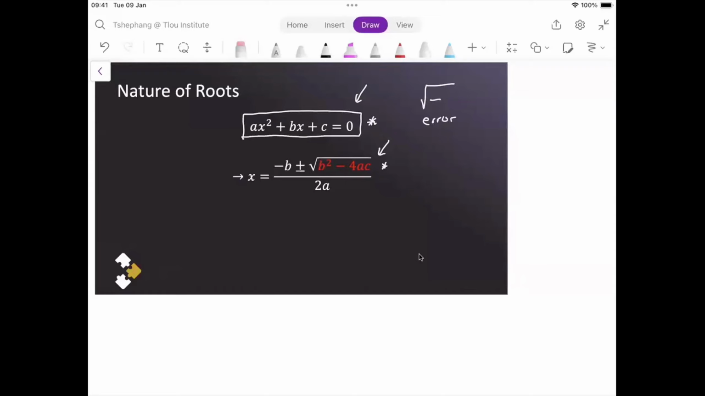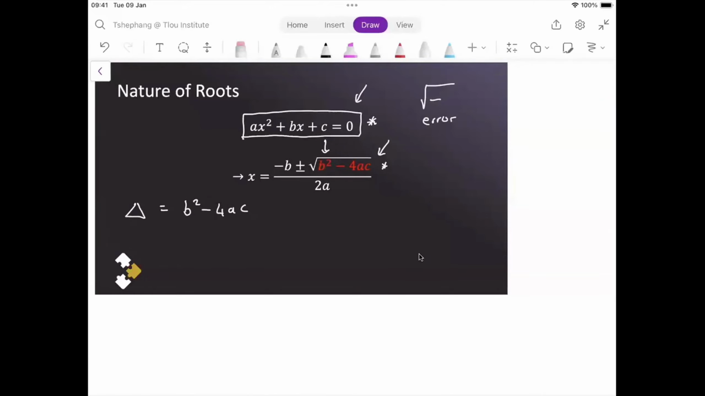So let's look at our quadratic formula. Here's the square root. Now, under our square root, we have b squared minus 4ac. We usually refer to this thing as delta. So delta is equal to b squared minus 4ac, okay?